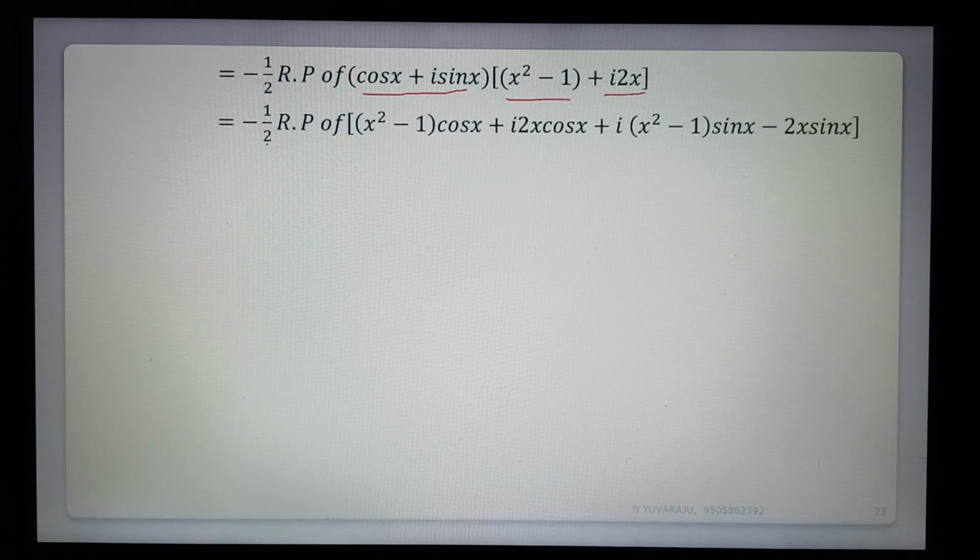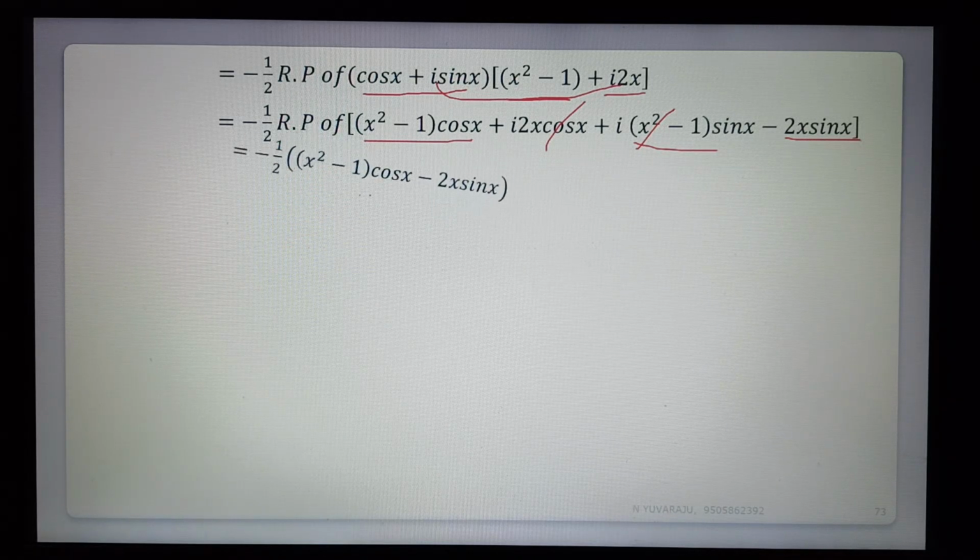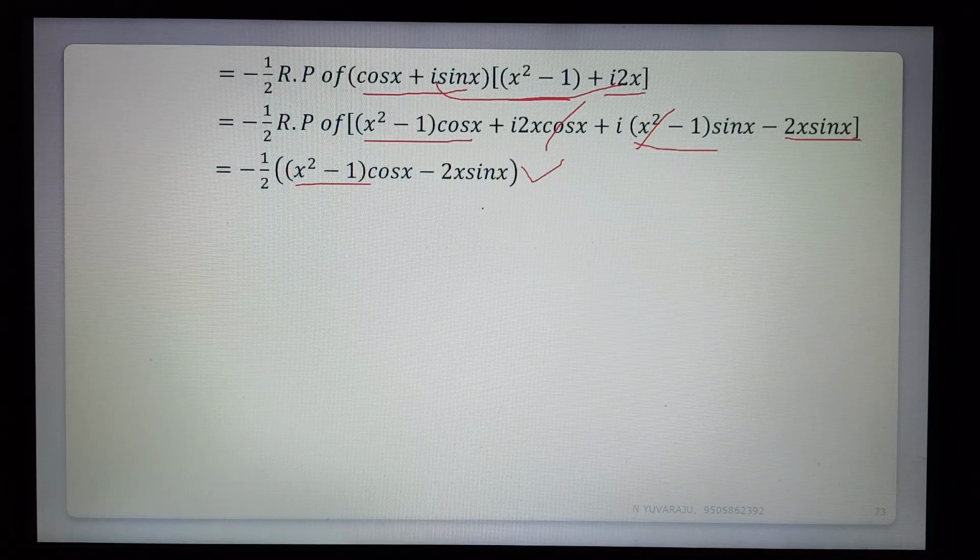So after multiplying the complex numbers, we have to choose only the real part. So that is equal to -1/2 real part of, multiplying here: (x² - 1) cos x + i 2x cos x + i (x² - 1) sin x - 2x sin x. Observing here, only the real part we are choosing. So this is a real part and this is a real part, and the imaginary part we cannot take. So only the real part: -1/2 into [(x² - 1) cos x - 2x sin x]. This is the required particular integral of the given equation.